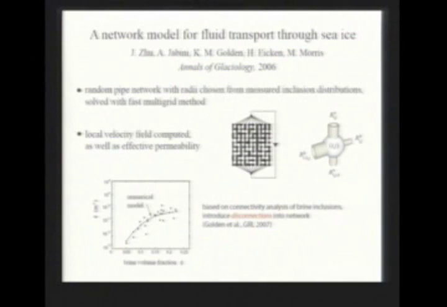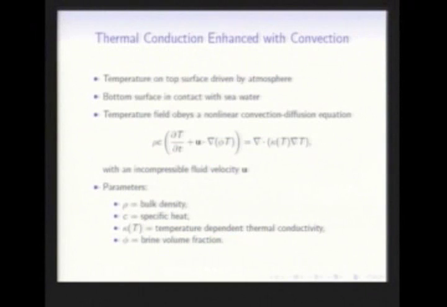We've also developed some network models. I saw a network model poster out there. We use that to model the flow of fluid through sea ice. We've also been modeling thermal conduction, now that we know how the brine moves around, to try to use the advection diffusion equation to model the flow of heat through there.